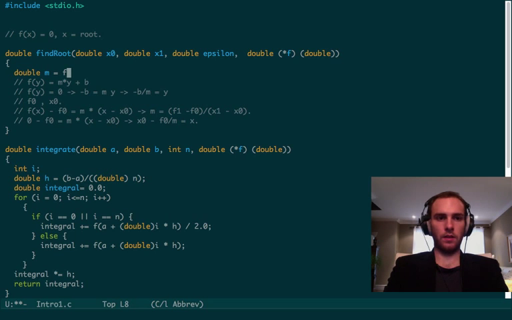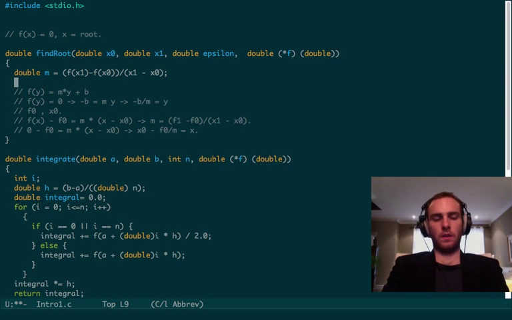So okay, first we compute m the following way: f of x1 minus f of x0 over x1 minus x0. Then we return x0 minus f0 over m, or we could also put x1 and f1. Alright, doesn't change anything. Either one will do.